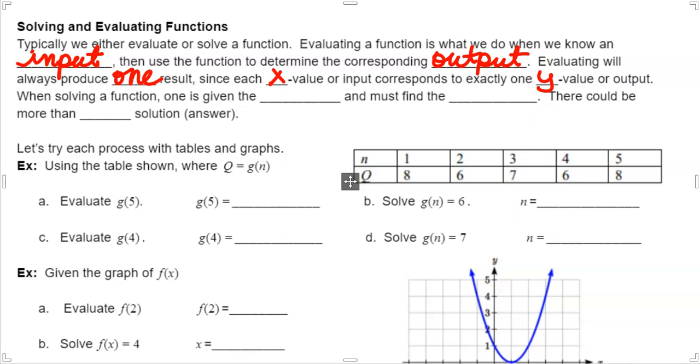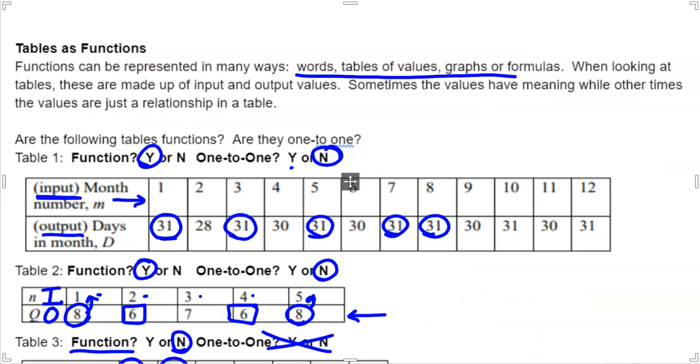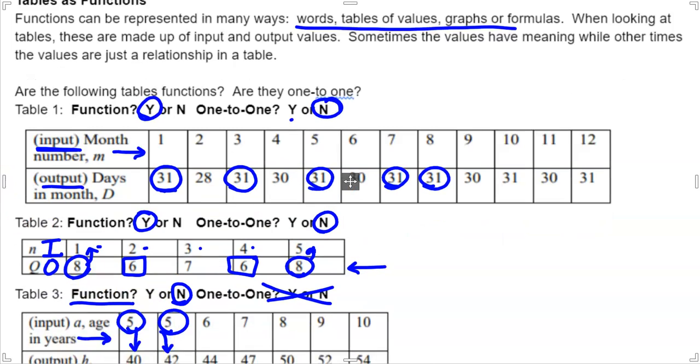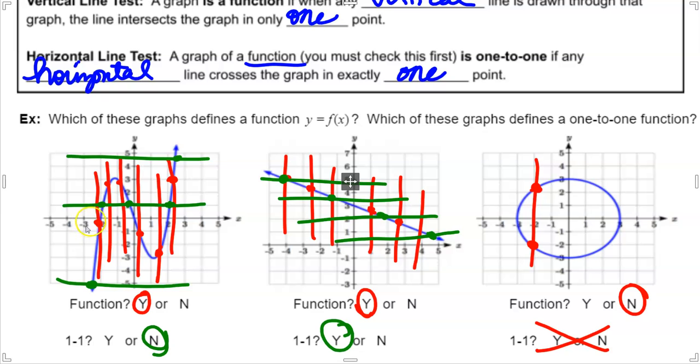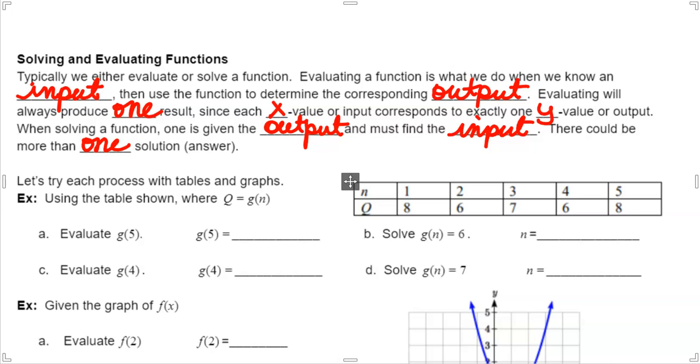Now, when solving the function, one is given the output, and we must find the input. And in this case, when you're solving for a function, there could be more than one solution. So if you think of that cubic on the previous page, when we were trying to look at, is it one-to-one, and I intersected that graph in 3 different spots, this could be 3 different solutions when I'm solving that function.